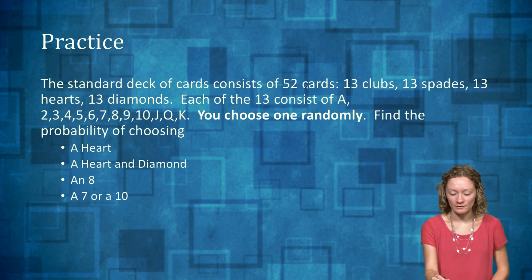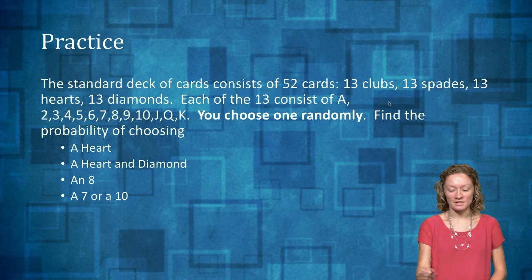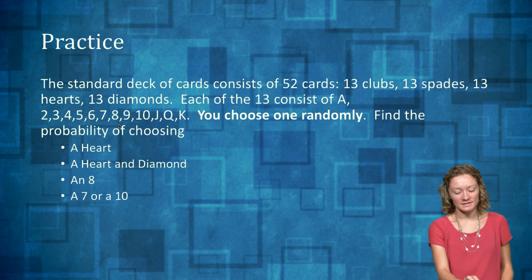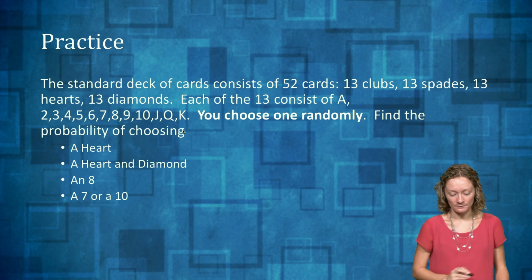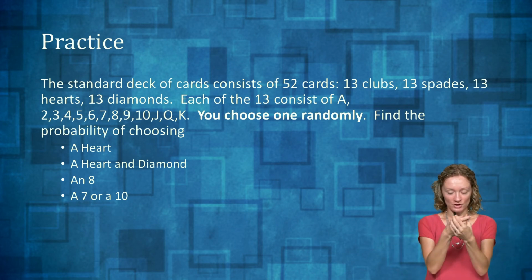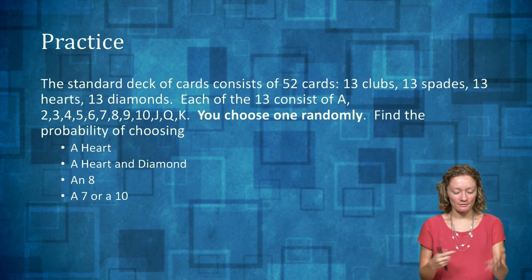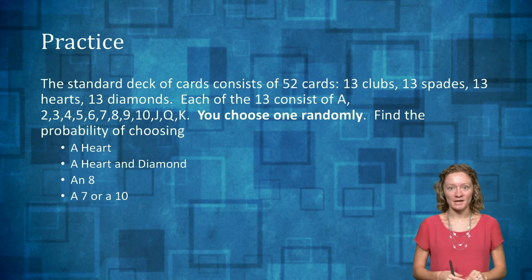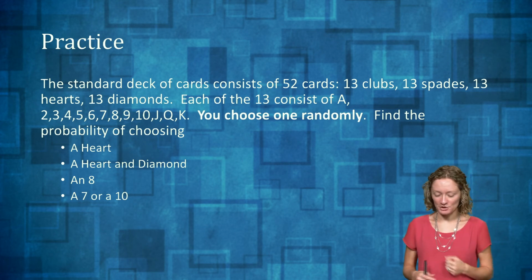But in general, there are 52 total cards, and that breaks down into different suits. There are 13 clubs, 13 spades, 13 hearts, 13 diamonds. And then within each of those 13, we have ace, 2, 3, 4, 5, 6, 7, 8, 9, 10, jack, queen, king. So imagine you've got that whole deck in front of you, or it's shuffled. You're going to choose one randomly, find each individual probability. So go ahead, pause the video. We'll see if we're on the same page in a moment. All right, let's see what you got.